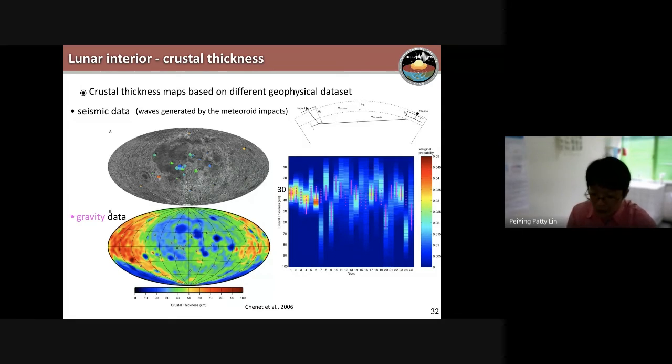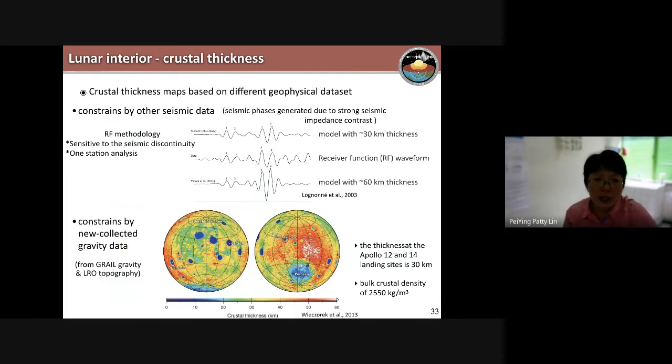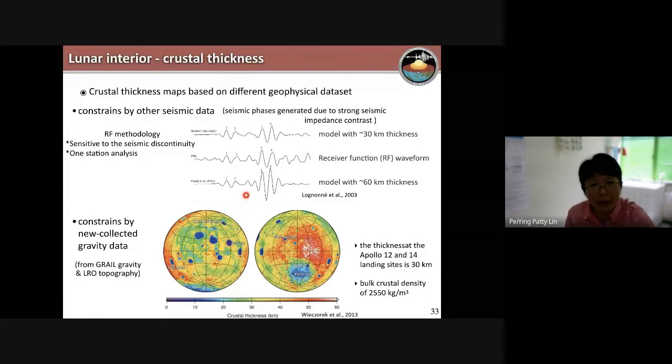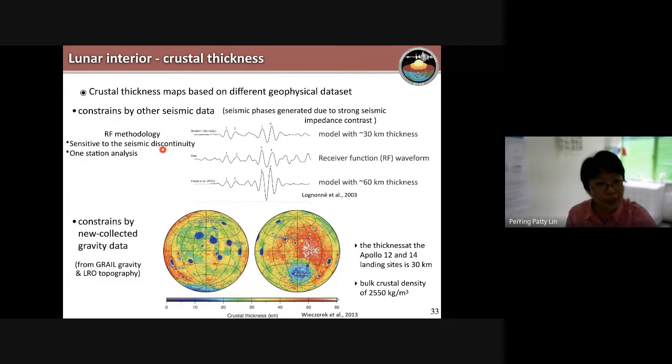And this is using the data generated by meteor impacts. Also, you can use other seismic methodologies. Here is one of the methods, used by Nogane in 2003, the receiver function. The receiver function methodology is very sensitive to seismic discontinuities. So they modeled the receiver function with 30 and 60 kilometer thickness and compared it with the real data receiver function. They found that they look similar, but if you compare the amplitude, the 30 kilometer step looks better.